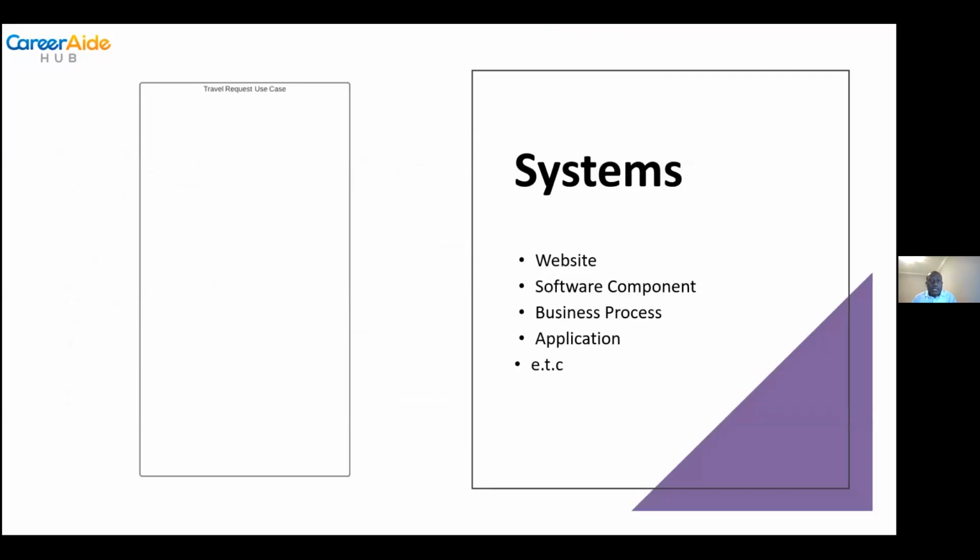So in a use case, we have systems, and systems are represented by the boundary that you see. The rectangle on the left is a boundary for a travel request use case. So you represent the boundary just by that rectangular shape. The system could be a website, it could be a business process, it could be an application, it could be a banking app. One of the ones I usually see is an ATM use case. It could be almost anything that a user or an actor interacts with. But that's the symbol there.